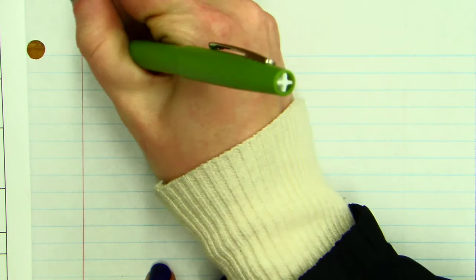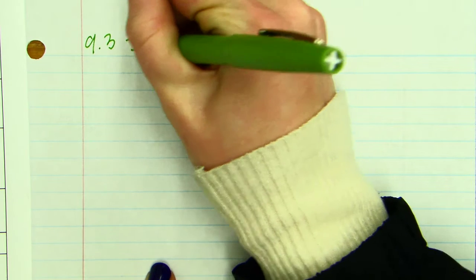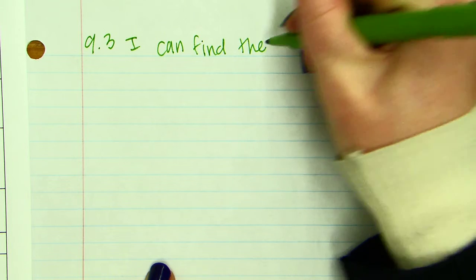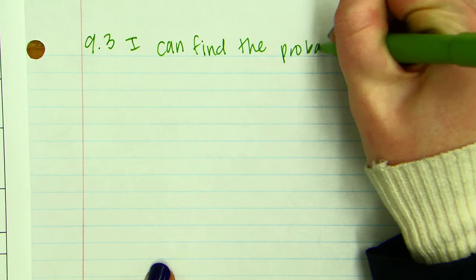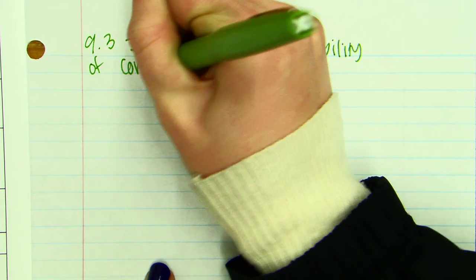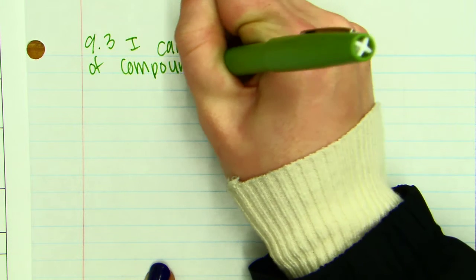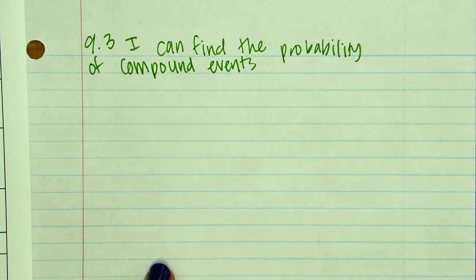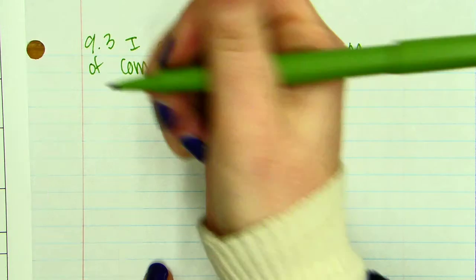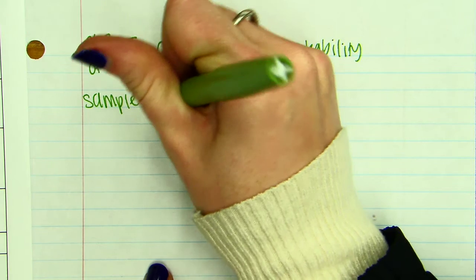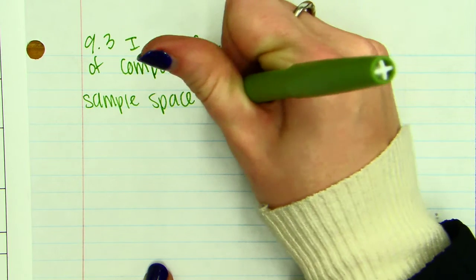Okay, so for 9.3, the objective is I can find the probability of compound events. And first we need to go over a definition. This definition is going to be the sample space. And the sample space is the set of possible outcomes.